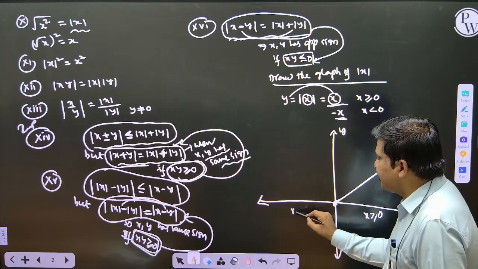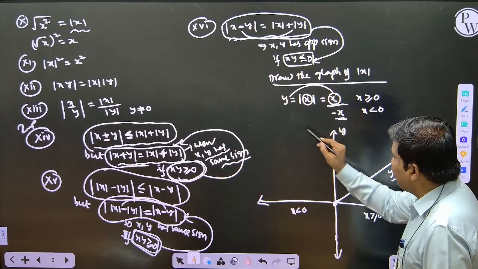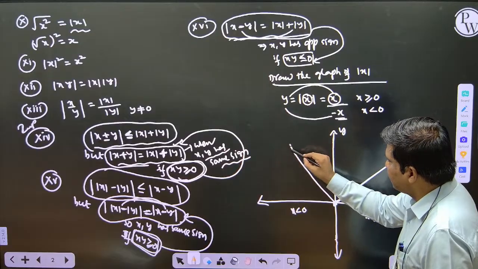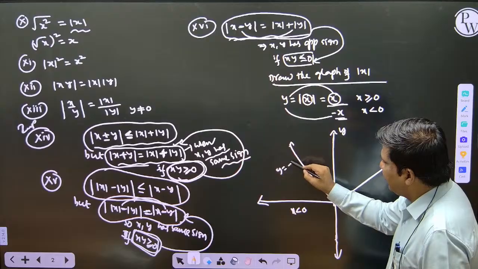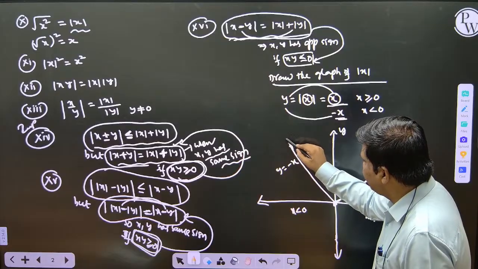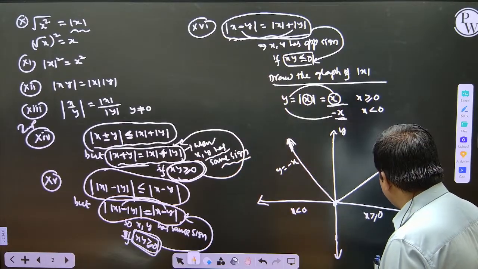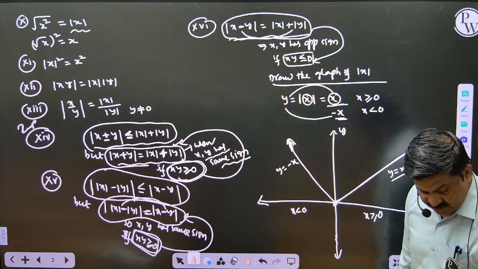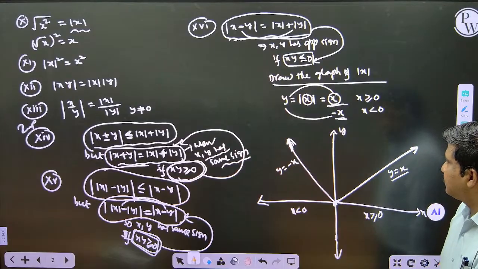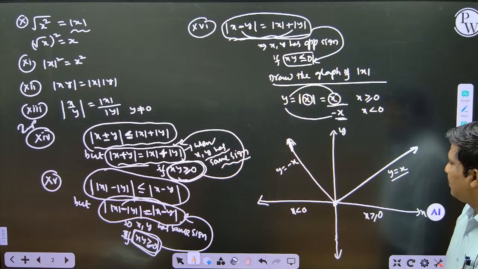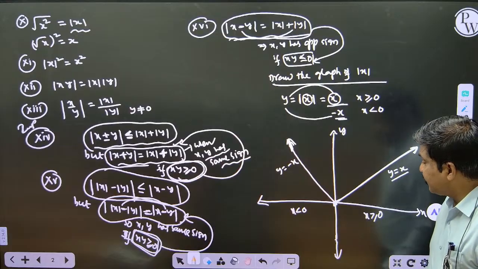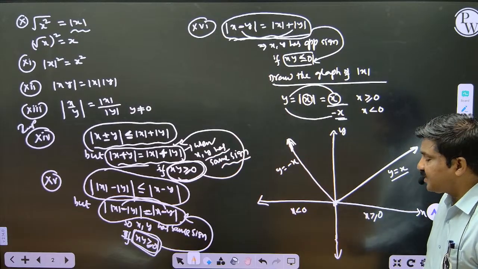For x less than 0, this is the part. For that, the graph is y is equal to minus x. Totally, this is the graph. This graph gives y is equal to modulus of x. Where does this graph lie? This graph lies entirely above the x-axis, and it also touches the x-axis.